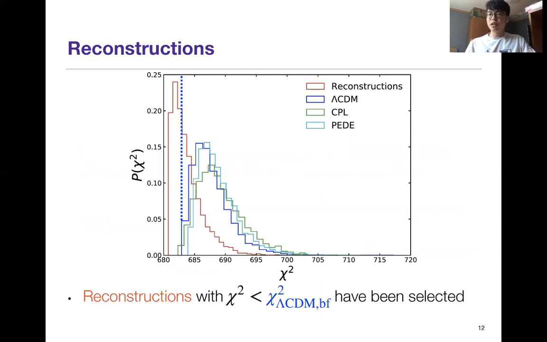So this figure shows the distribution of chi-square from reconstructions and three different models. We have selected only 100 sets of values of Likert hyperparameters from the MCMC samples randomly. And this figure shows only reconstructions with 1,000 iterations, but we also consider reconstructions with iterations lower than 1,000. And lastly, we choose only reconstructions with chi-square value lower than the chi-square value which corresponds to the ΛCDM best fit.